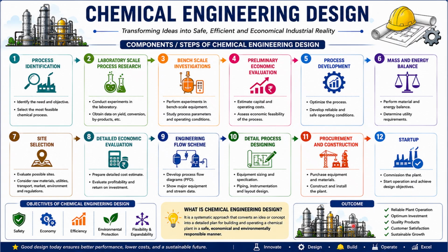Moving on, we need to understand what are the outcomes. So a successful design should give us the following outcomes, that is reliable plant operation, optimum investment, quality products, customer satisfaction, and sustainable growth. Here's a small quote written in very tiny font. You can see, good design to ensure better performance, lower cost, and sustainable future. Okay. And then you can see how we start: we innovate, we design, we build, we operate, and then we excel. This goes with all kinds of design activities.